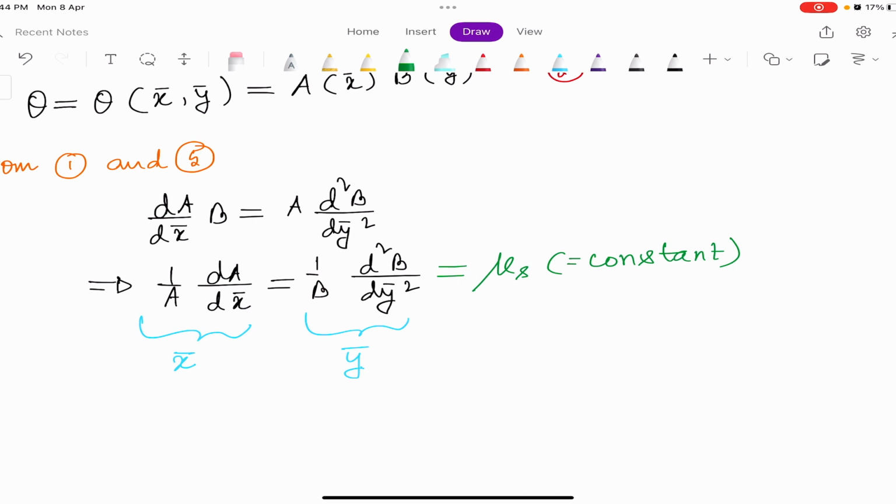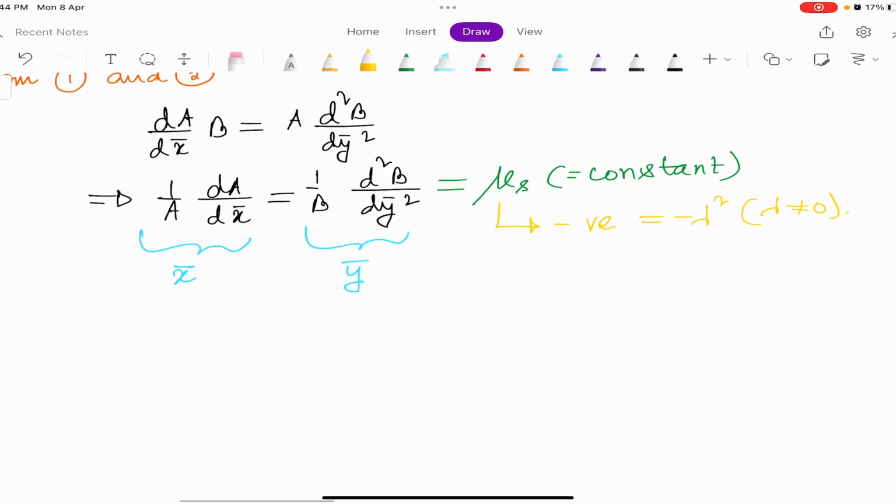I will not tell the argument again, I have explained it in detail for the pipe case. So this must be negative. So this we take as minus lambda square, where lambda is not equal to 0 obviously. We will see that if lambda is 0, then it will boil down to a trivial solution.